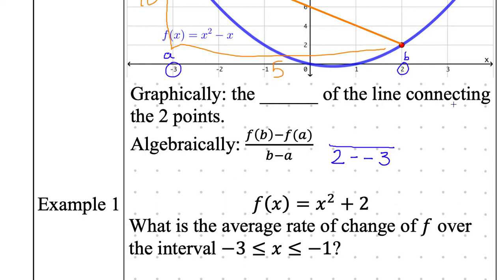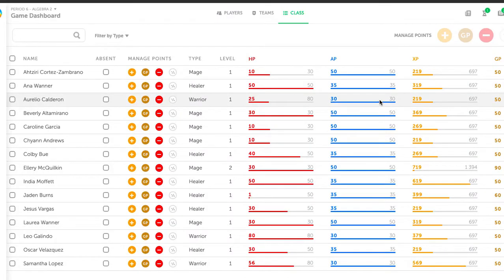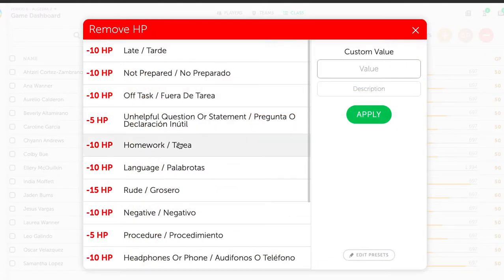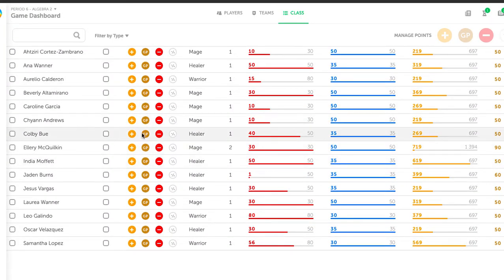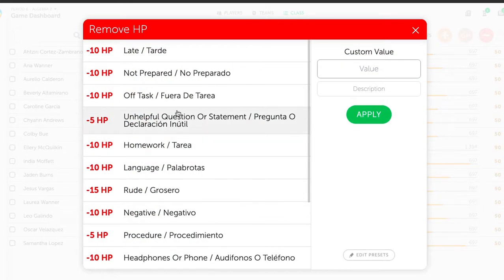All right, Colby, Aurelia, you also lost HP. You're talking while another student is trying to talk. You can't be doing that. You guys know better. That's off task. That's 10. You can't be talking while other people are talking. Off task.